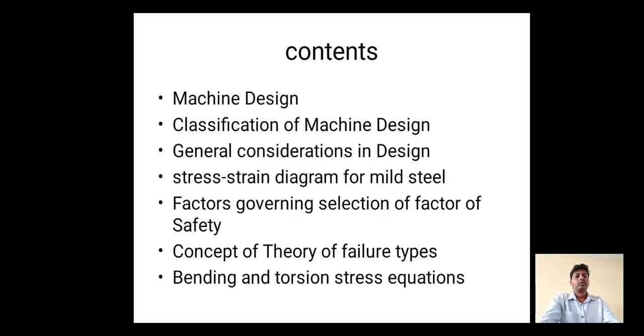Then we are about to discuss the stress strain diagram for mild steel. In this part of the lecture we will discuss what is a stress strain diagram, then the factors governing the selection of factor of safety. What do you mean by factor of safety we will discuss. Then different types of theories of failure. Then we will be discussing the bending and torsional stress equations.